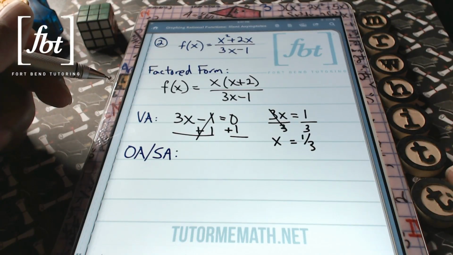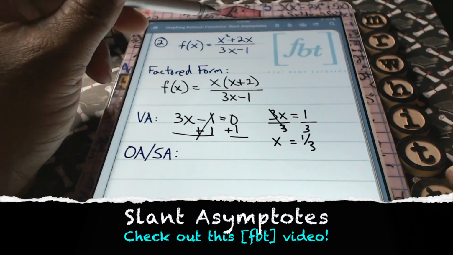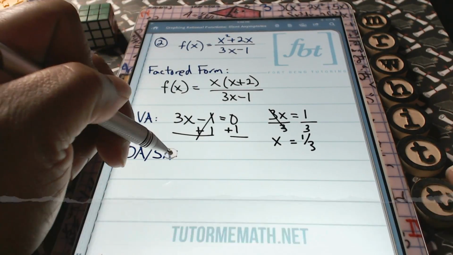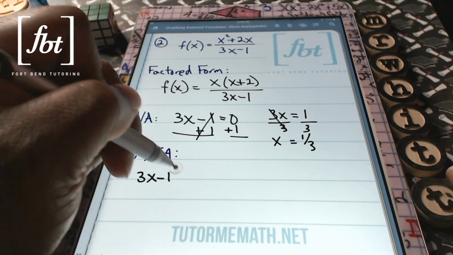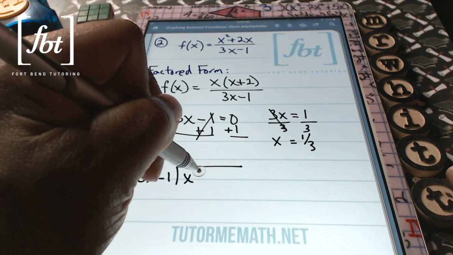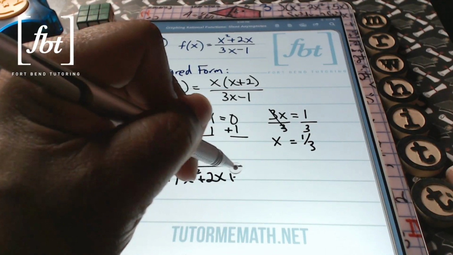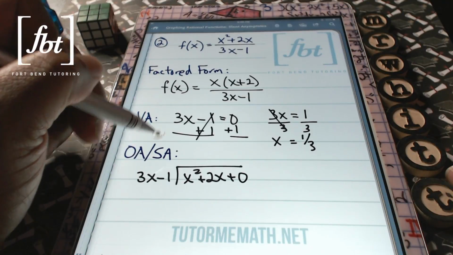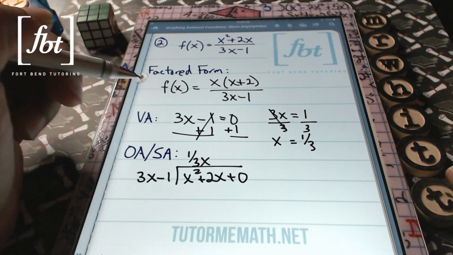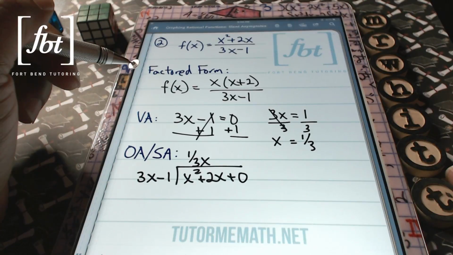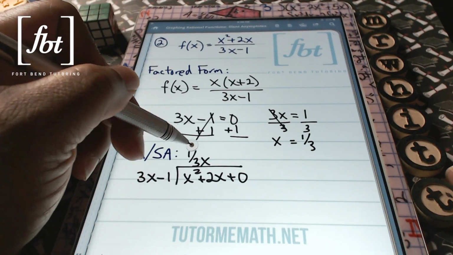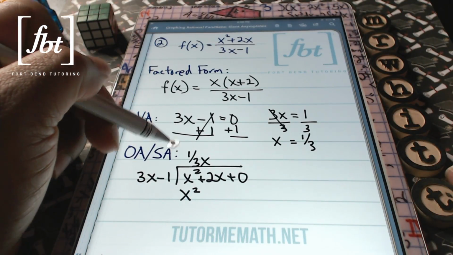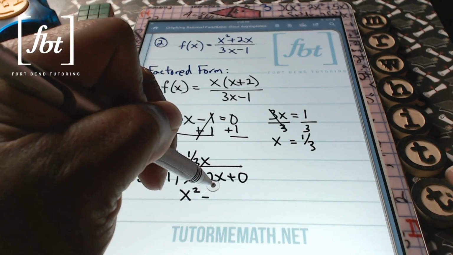Just like that. Then, as far as our oblique asymptote is concerned, because the degree of the numerator is 1 more than the degree of the denominator, we'll be using long division in order to identify this. So I have 3x minus 1 going into x squared plus 2x plus 0, showing all of my missing terms in that expression. 3x would have to be multiplied by 1/3 x in order to get x squared as that first term in our dividend here. So 1/3 x times 3x gives you x squared, and then 1/3 x times -1 gives me -1/3 x.